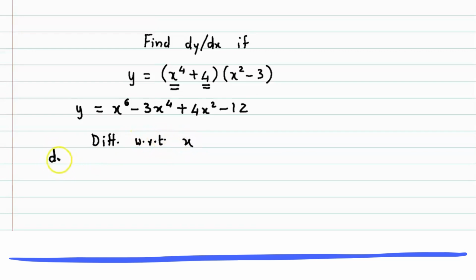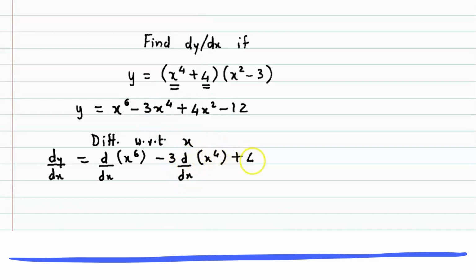So we have dy by dx. Now here we take the derivatives of the individual terms. So we'll have the derivative of x⁶, then −3 remains as it is, it's the coefficient, so −3 times the derivative of x⁴, plus 4 is the coefficient, so 4 times the derivative of x², minus 12 is a constant, so the last term will be the derivative of the constant term, that is 12.